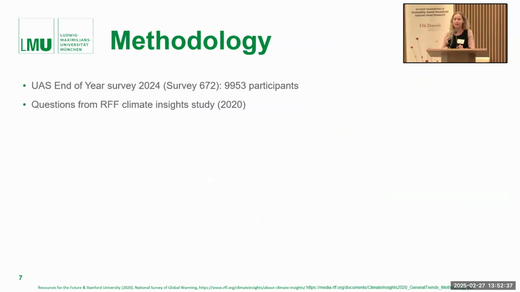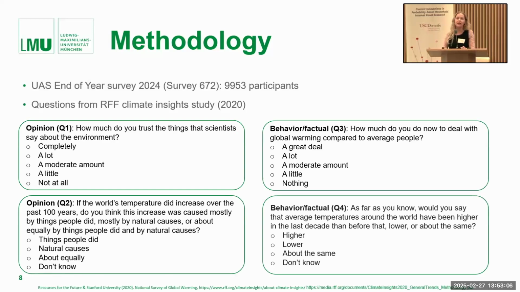We fielded 4 different questions with the UAS end-of-year survey, and we ended up with almost 10,000 participants. So thank you very much to the UAS for letting us do that. And because we wanted to figure out if there were any of these distinct cognitive challenges, we also wanted to field some questions that were rather complicated. And we took some inspiration from the RFF Climate Insight Study and ended up with these 4 questions that are asking specifically how much they trust the things that scientists say about the environment.